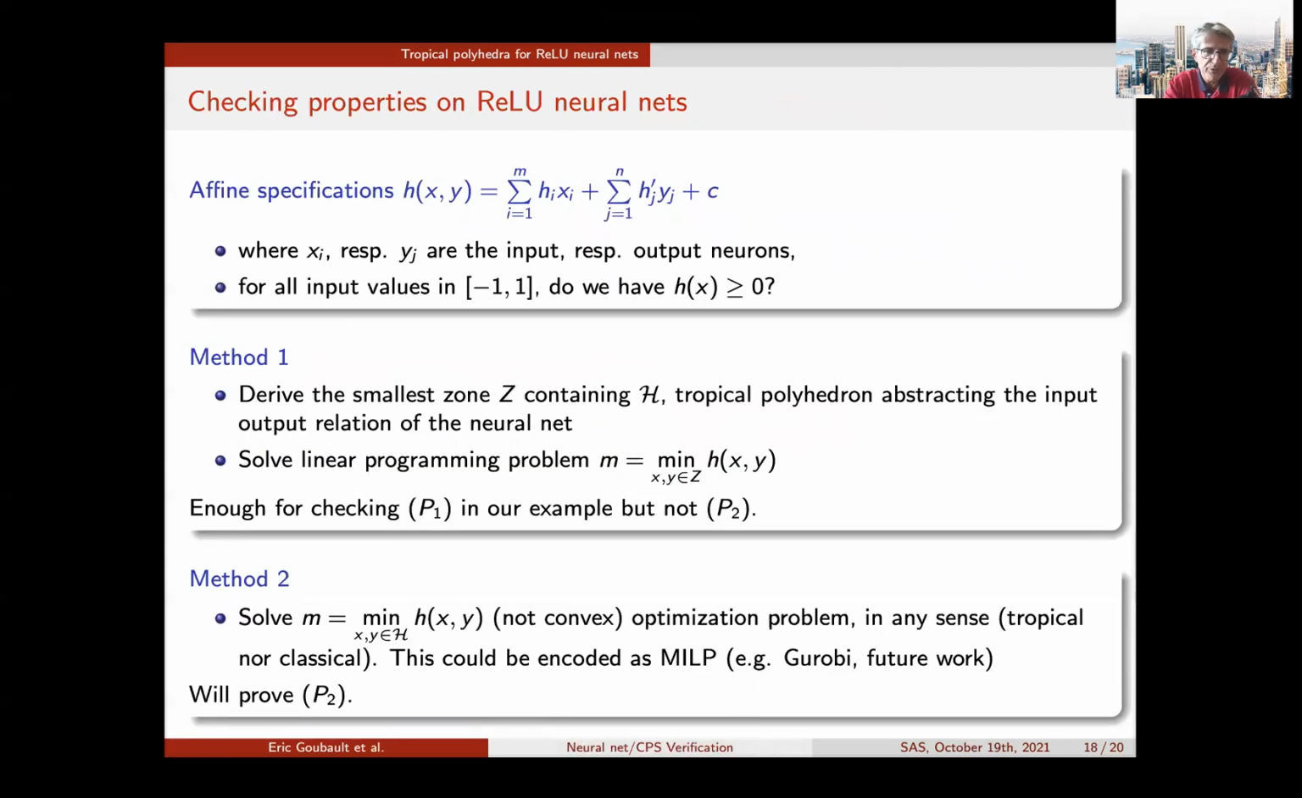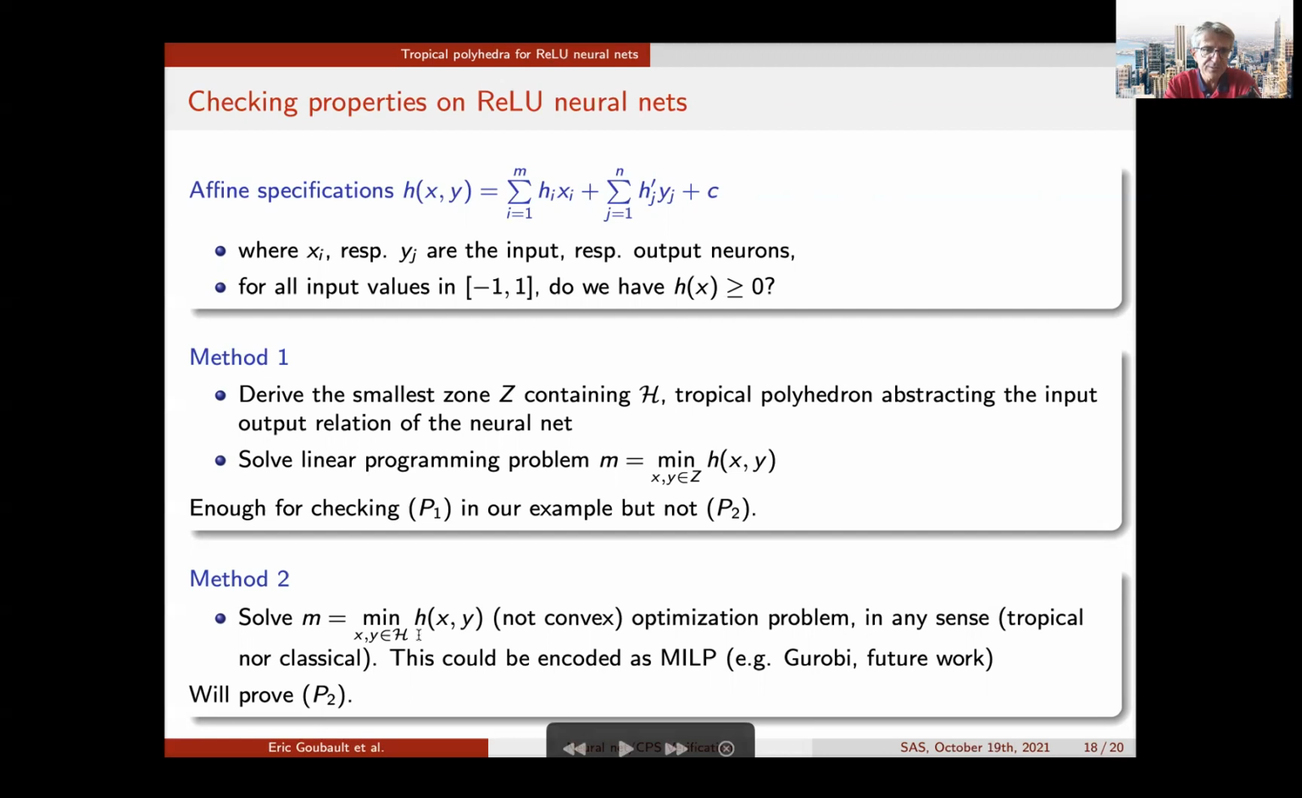Also in the paper, we describe how the range analysis is able to prove such specifications as P1 and P2. So of course, if specifications are given by these affine functions, there are 2 methods we can use. One is to take the zone abstraction of the tropical polyhedron that our analysis gives, and then use a linear programming problem to decide whether this linear specification is positive or not. This is enough for checking P1, but not P2, as we saw that any convexification of the output would actually contain some bits and pieces of the red zone. But the method 2 will be more expensive and will be able to prove P2.